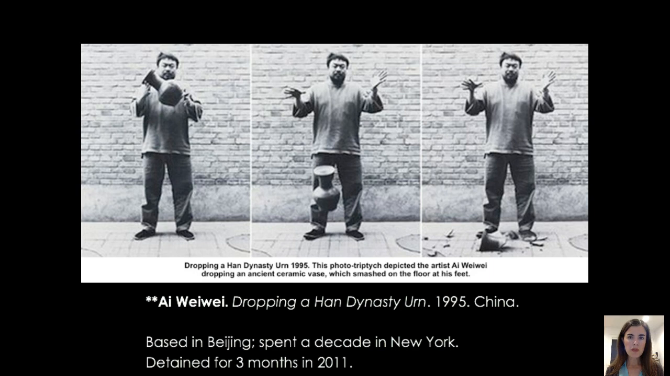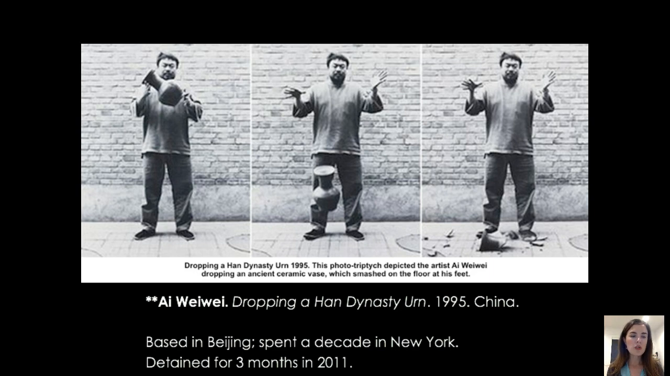One of his most famous series, this triptych, is called Dropping a Han Dynasty Urn. We see him in this three-part moment where he's holding the urn, where he's dropping the urn, and where it smashes on the ground. And there's a couple of questions here, like, is he really dropping a Han Dynasty urn? Is this a replica? Is this really what's going on? But obviously it's a show of disrespect in some people's eyes and this mocking of ancient culture and an interesting cultural commentary.